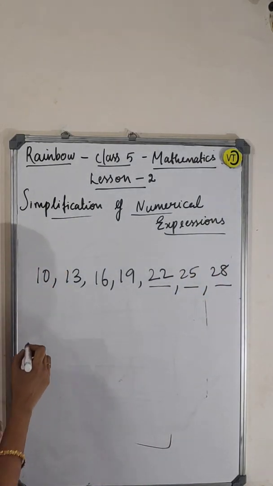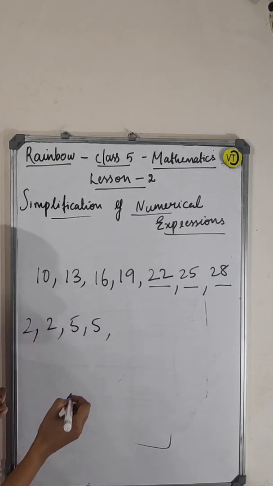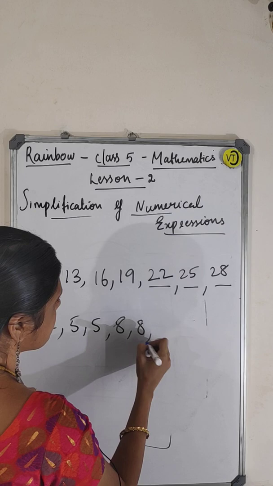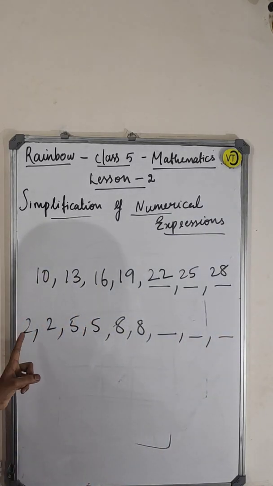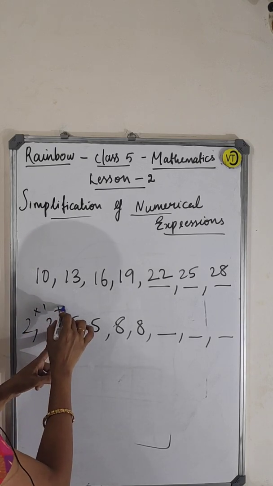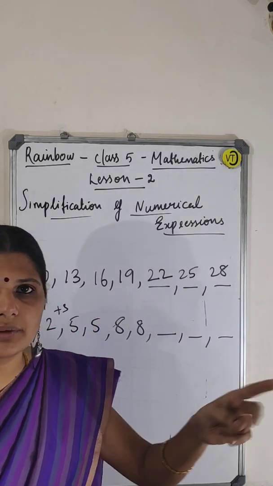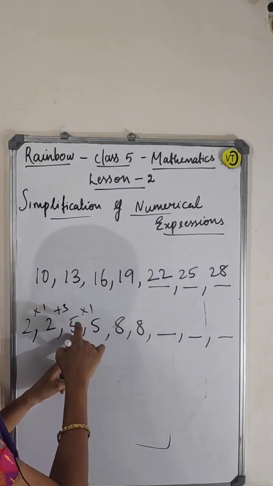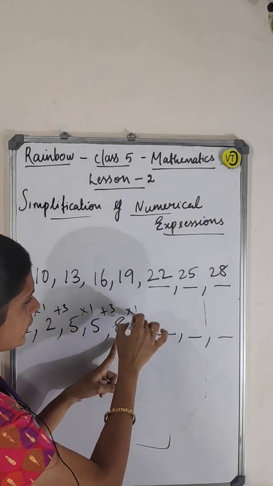And one more thing. 2, 2, 5, 5, 8, 8, dash, dash, dash. How can you do this? Listen here. 2 into 1 is 2. 2 plus 3 is 5. The pattern they have followed is into 1 plus 3. Again, into 1. 5 into 1 is 5. 5 plus 3 is 8. 8 into 1 is 8.